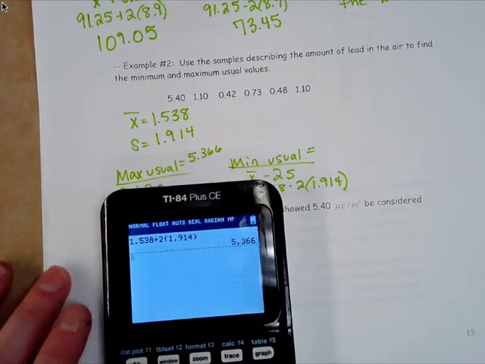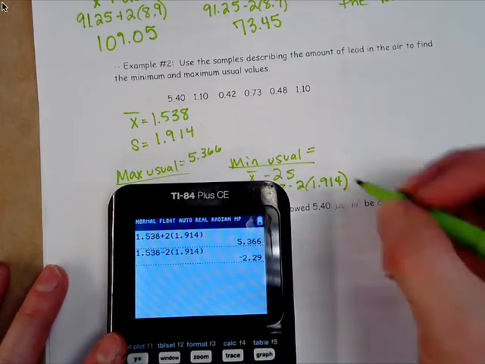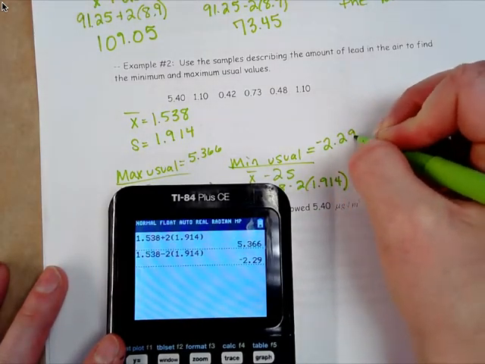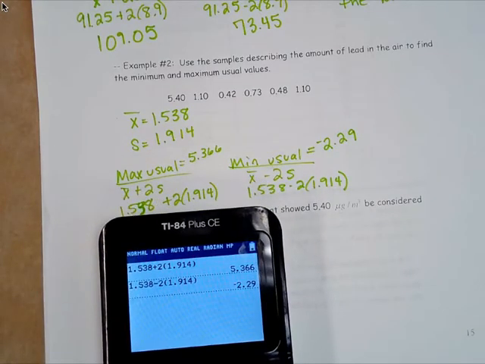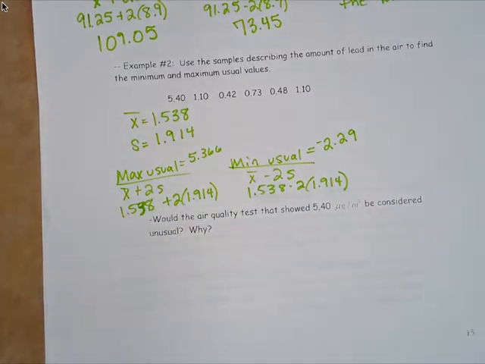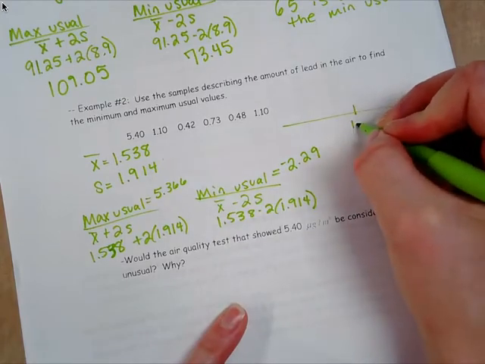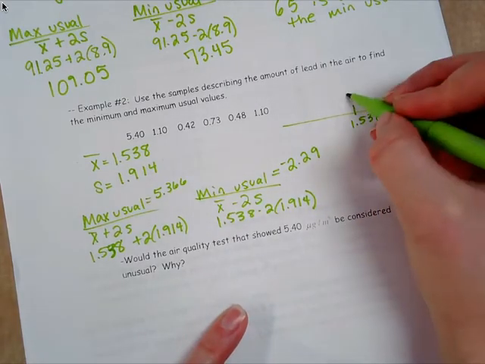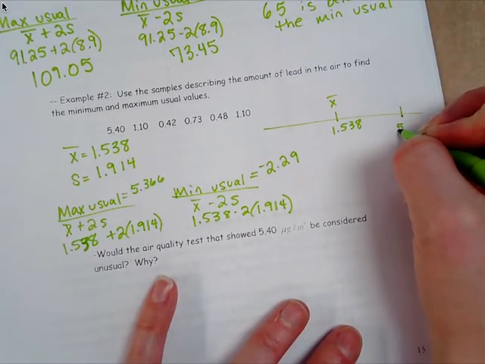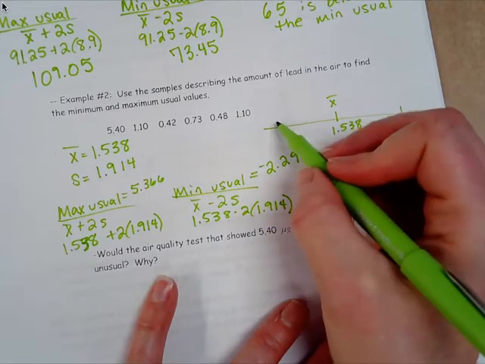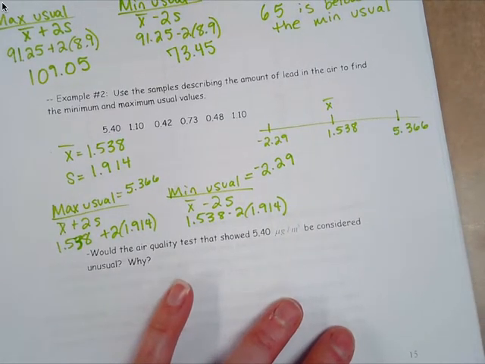And then our min usual, negative 2.29. So having a negative lead value doesn't make sense, right? So truly it would be 0. So whenever you look at it on a number line, 1.538 is your mean, and then you would go up to 5.366 and down to negative 2.29. So everything between there would be usual.